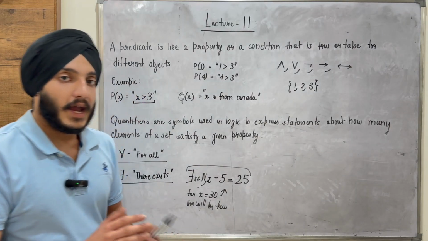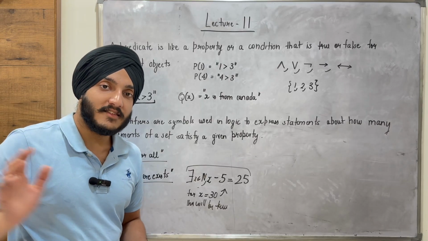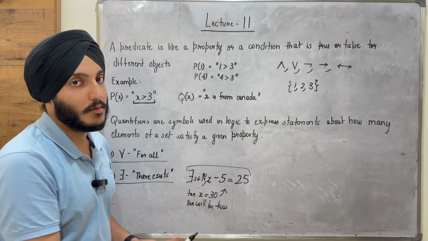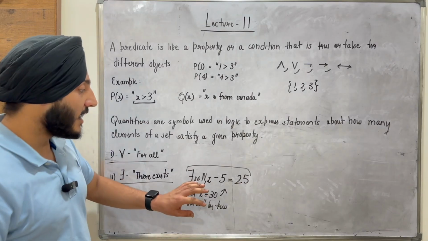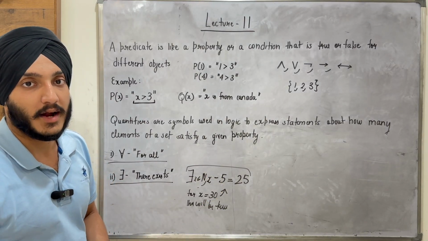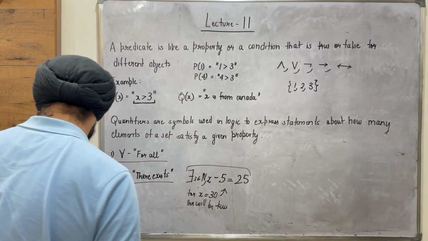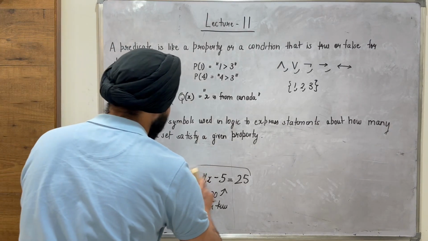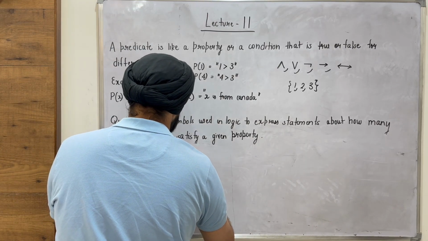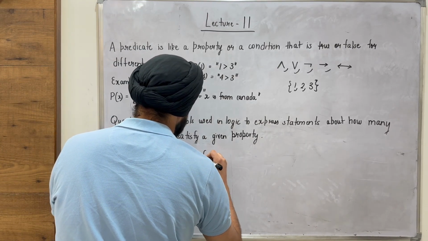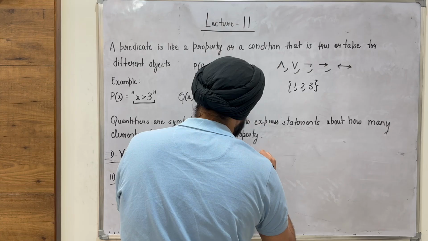So in the there exists case, I just need to find one example. If I cannot find a single example, then this entire condition is going to be false. But if I find just a single example, this condition is going to be true. It could be the case that I can find multiple elements. It doesn't matter, but the basic point is I need to find at least one example in this case. So I'm also going to write this down over here. For all, to find one counterexample.